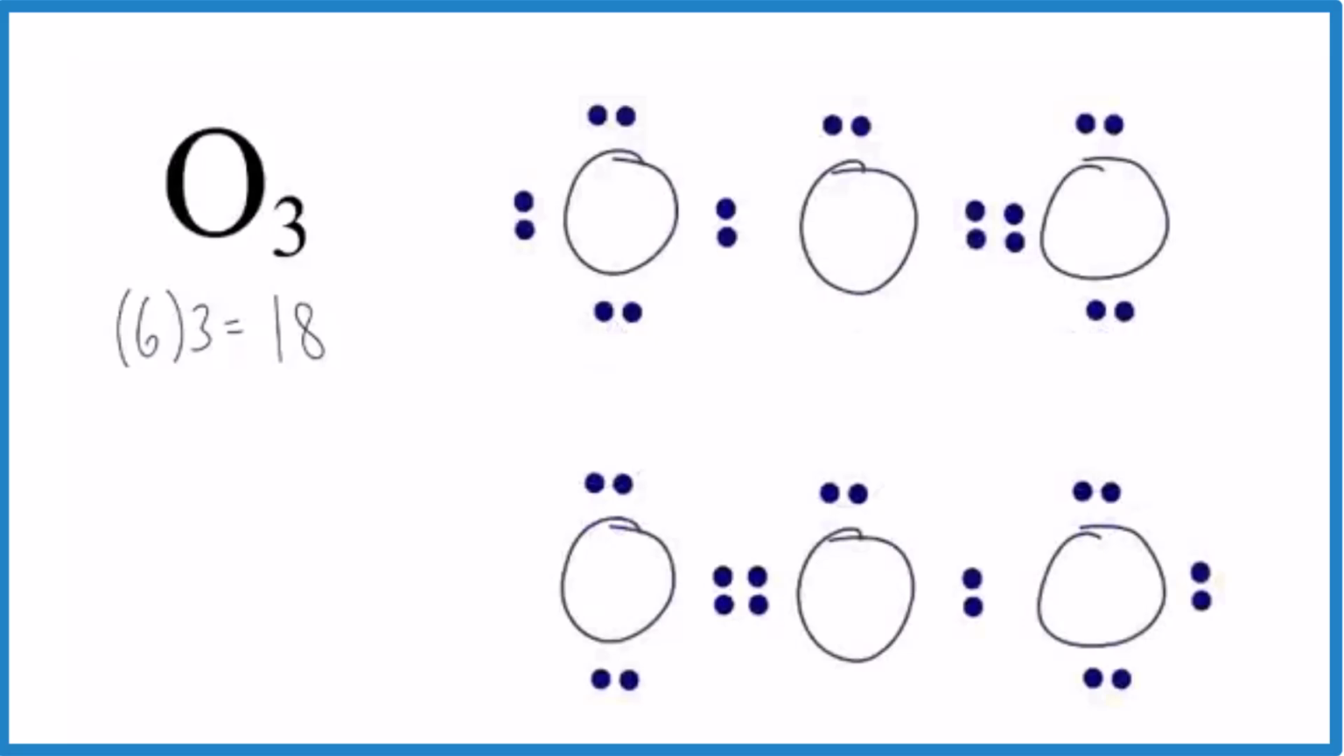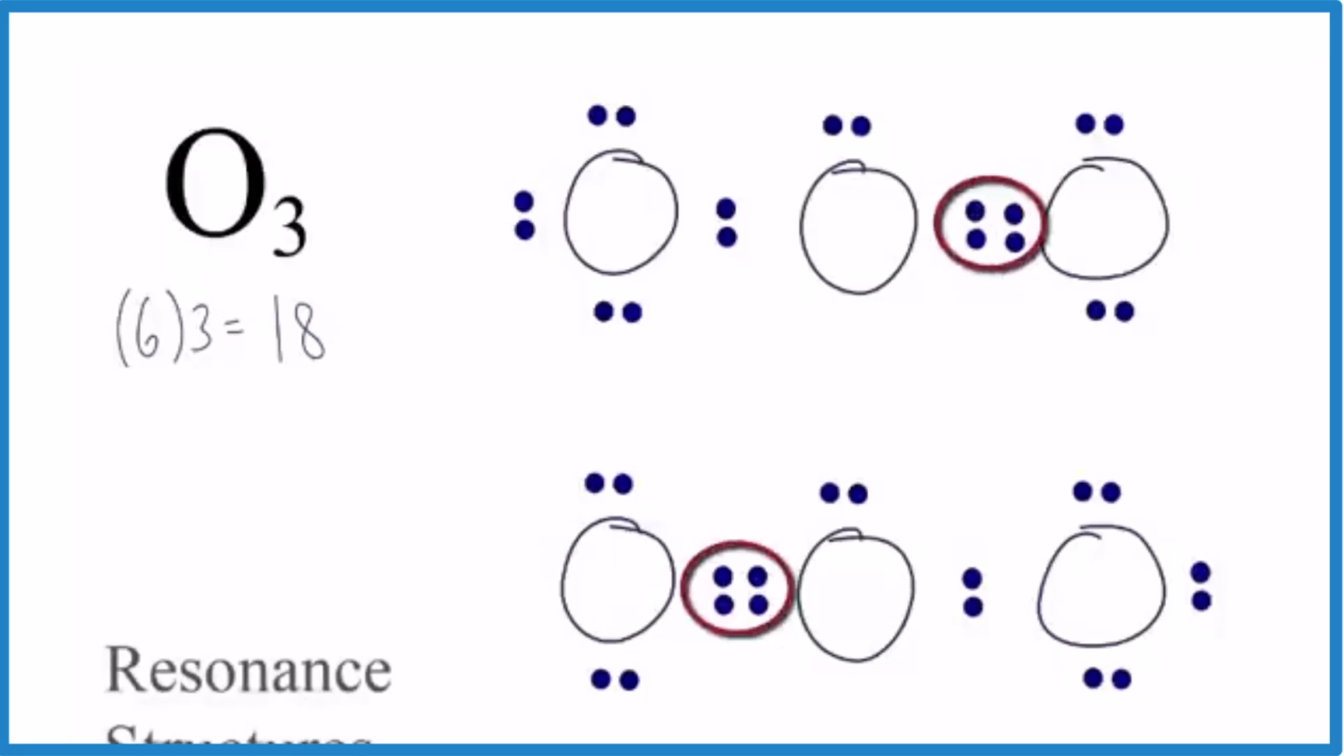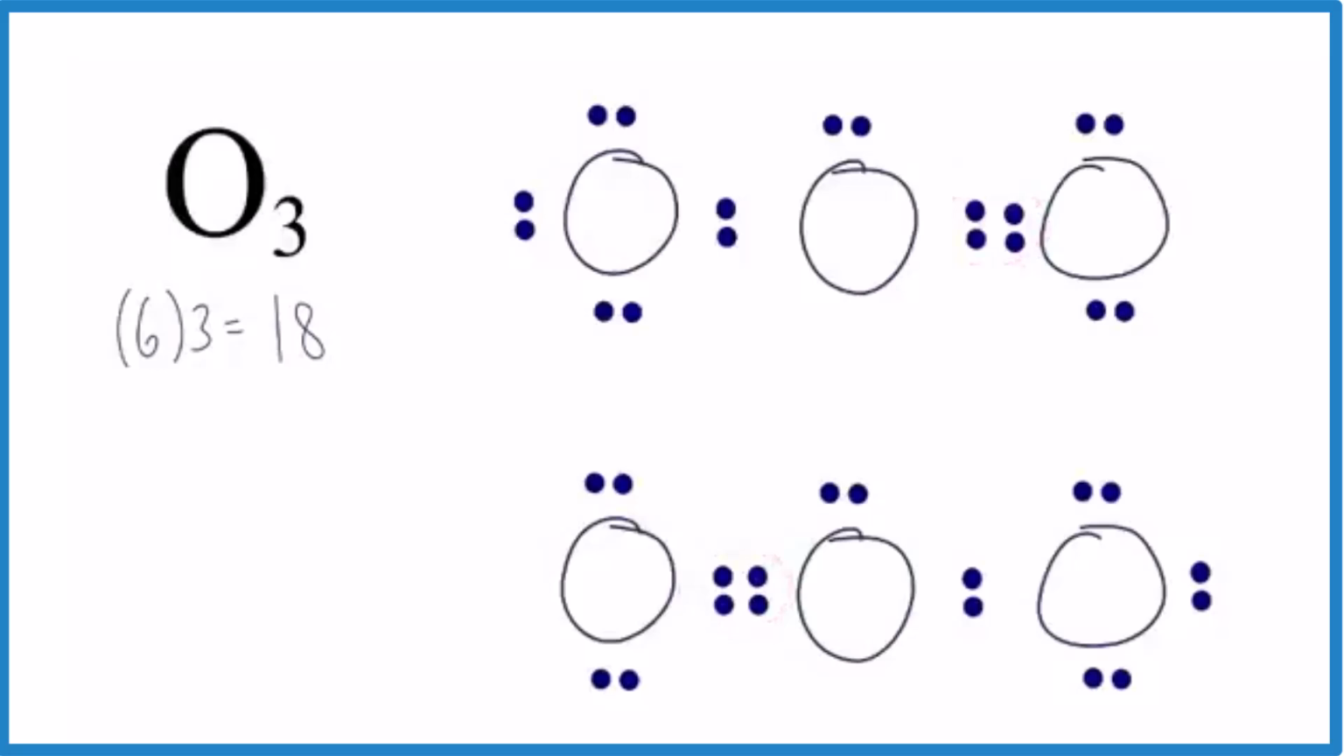You can see the only difference here is we have the double bond here, and on this one we have the double bond on this side. These are called resonance structures. Often when we draw Lewis structures, you're asked to draw the resonance structures. Those are the different ways you can draw the Lewis structure. Here we have a double bond on the right, and here we have it on the left.